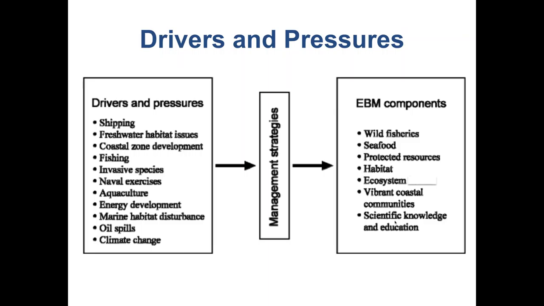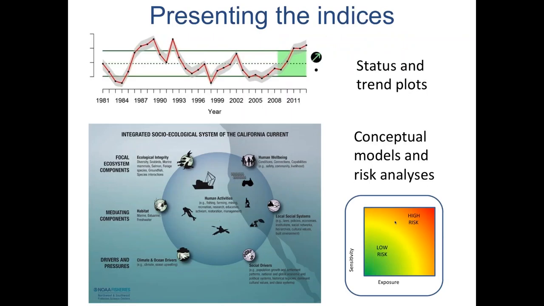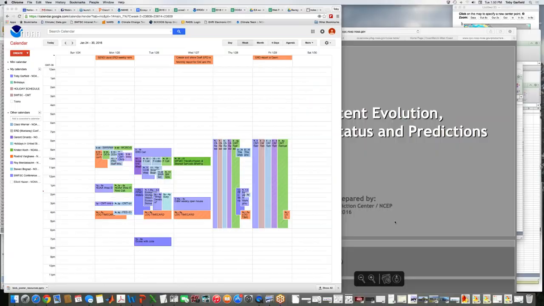So the California Current IEA has developed three tools for really discussing and presenting the indices. On the top here, we have a status and trend plot. This is where you have a long time series of data, so you've got a history, where you can plot. So your x-axis would be the year in this example. The y-axis would be the range of the particular parameter or index of interest.